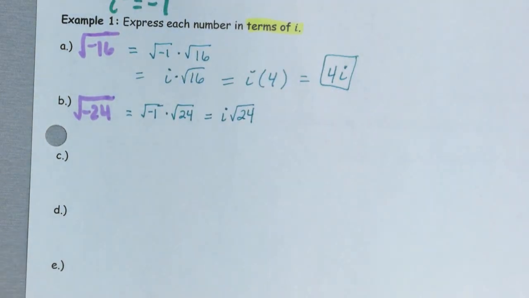Okay, and the rest is going to be just like what we did the other day where we were simplifying radicals. So I want you to simplify 24. You can decide how you want to do it.